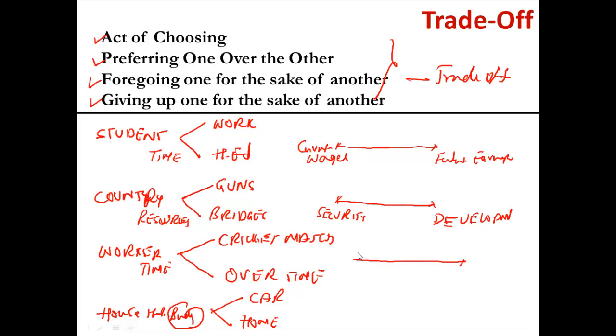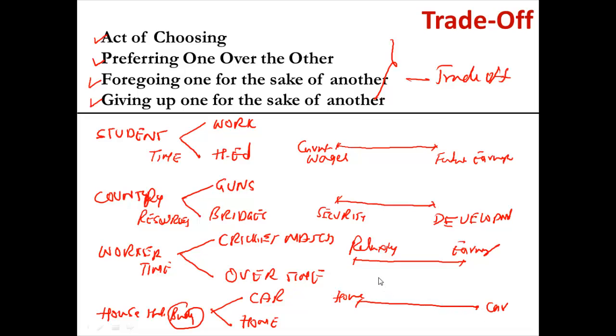And in the case of a worker choosing between cricket and overtime, it is about relaxing or earning. So either he can choose relaxing at the cost of earning, or earning at the cost of relaxing. Or in the case of a household, it is either a home or a car. Either he can do one given the budget. So he builds the home at the cost of the car, or he buys the car at the cost of the home.